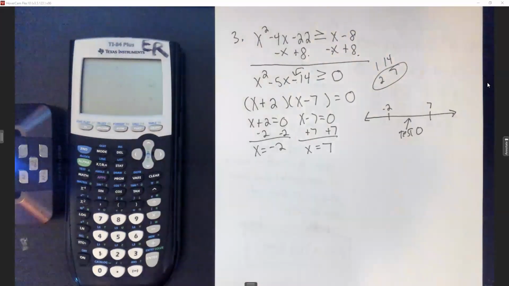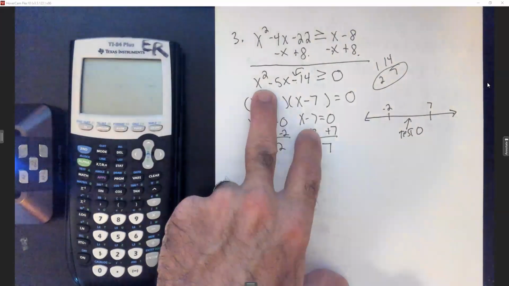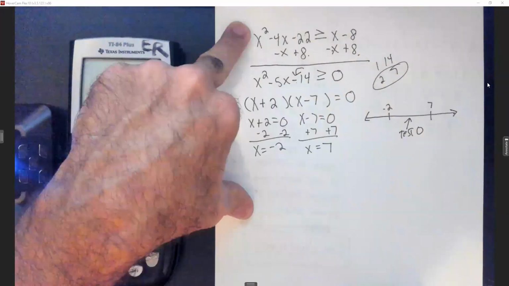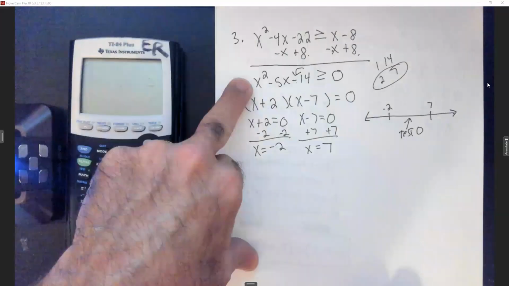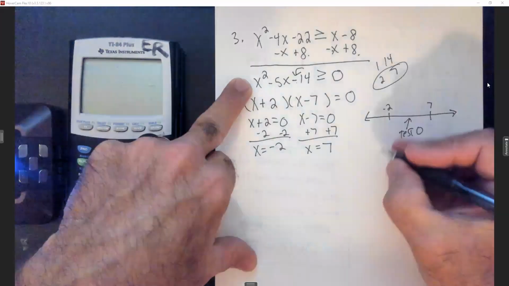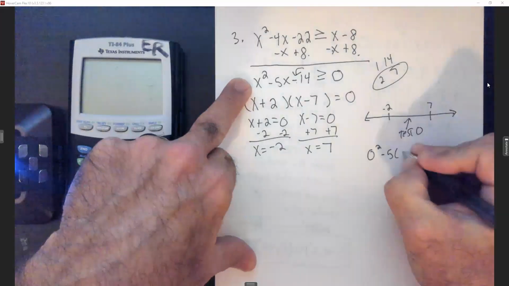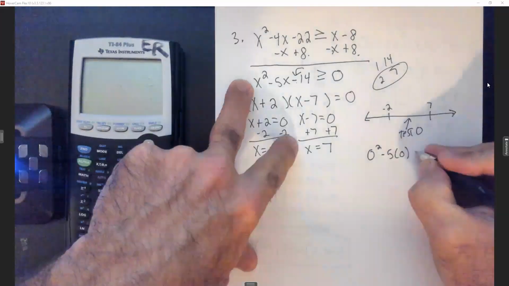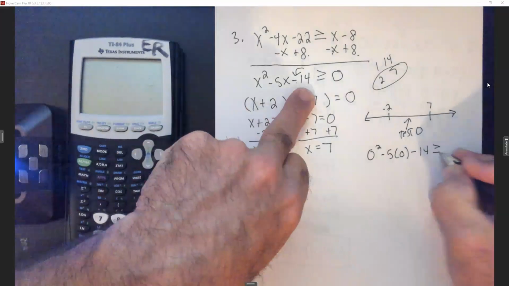All right, so go back to your equation. Now, you can use the original equation if you want to, or you can use the new equation we came up with when we got it equal to 0. I'm going to use the new equation because it's smaller. So I'm going to do 0 squared minus 5 times 0 minus 14 has to be greater than or equal to 0.